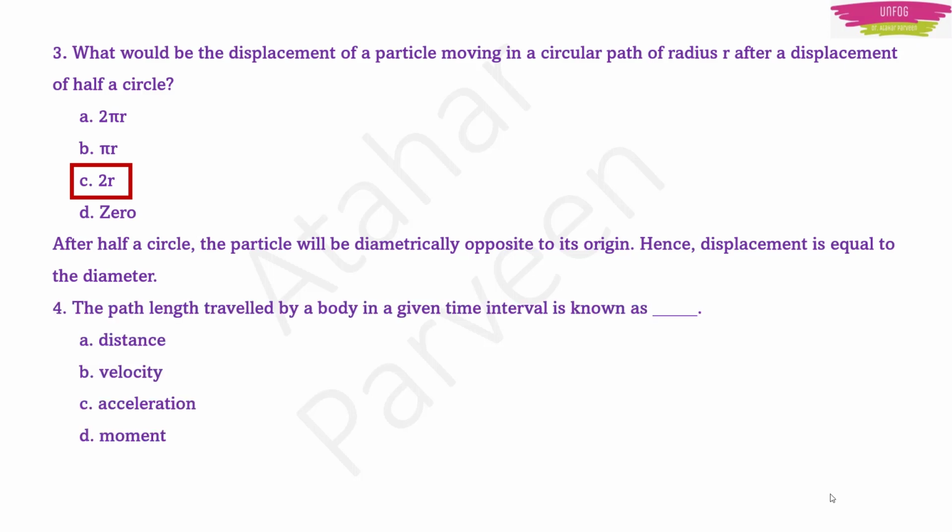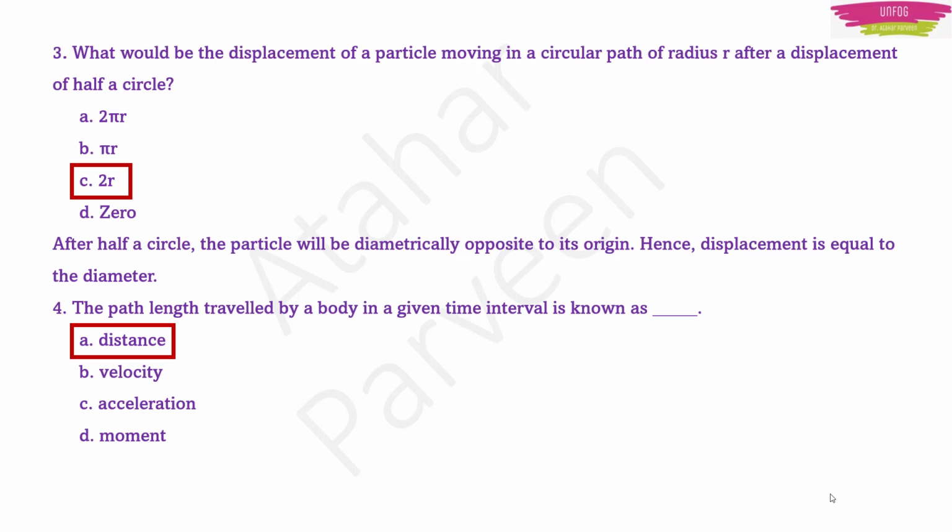Next question. The path length traveled by a body in a given time interval is known as. You have to carefully read the question every time. They are talking about the path length. They are not talking about the distance between the initial position and the final position. The path length. Path length is nothing but distance.